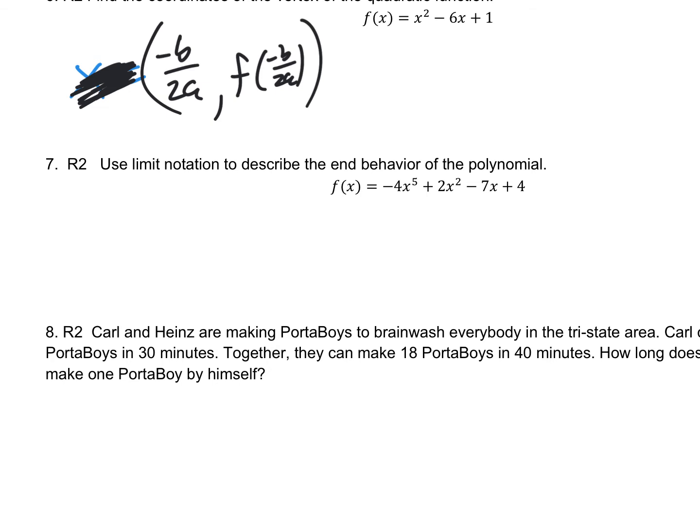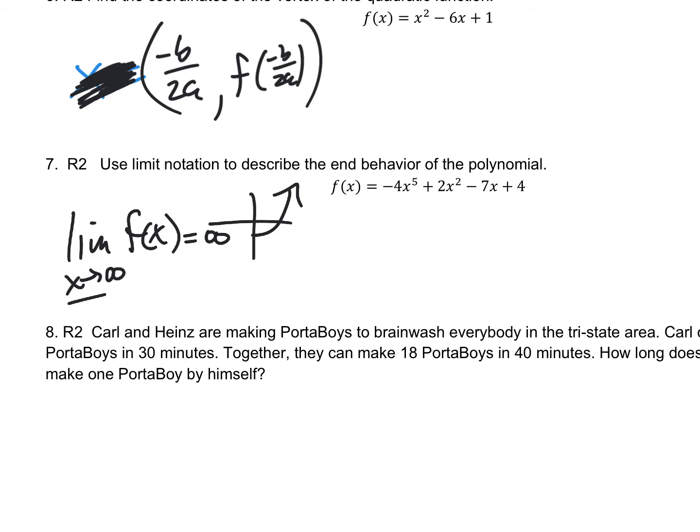Limit notation. Here's an example of a limit: the limit of the function as x approaches something. Let's say my graph goes like this. Then it would be the limit as x approaches infinity equals infinity. This is where the x number goes, obviously, and that's the y value when you get there. Okay, so that's what limits kind of look like.